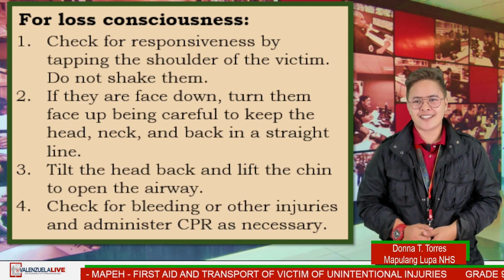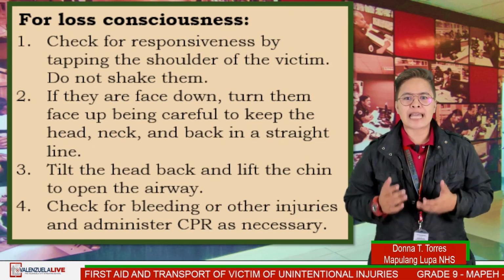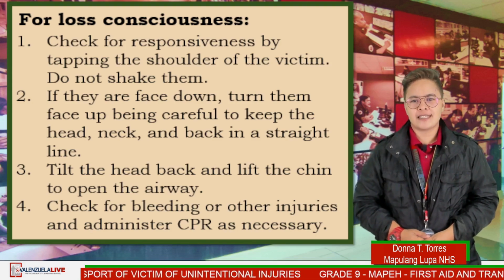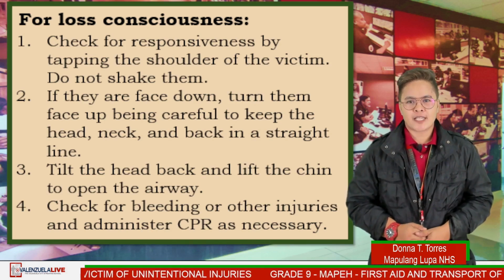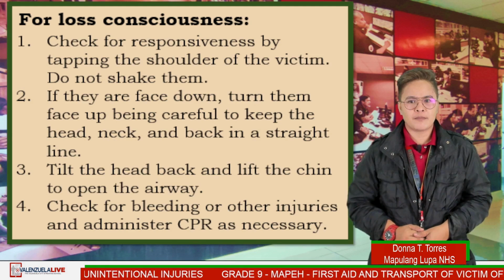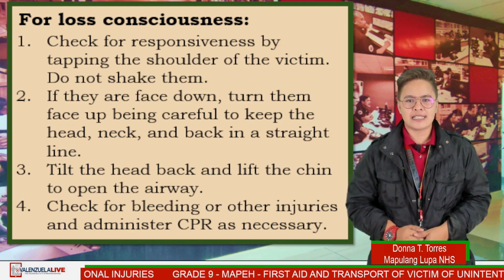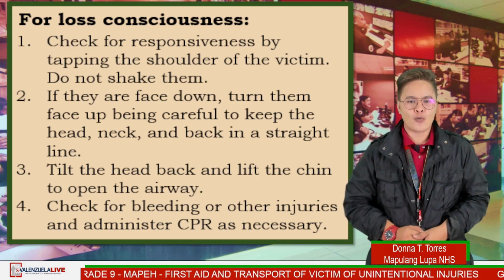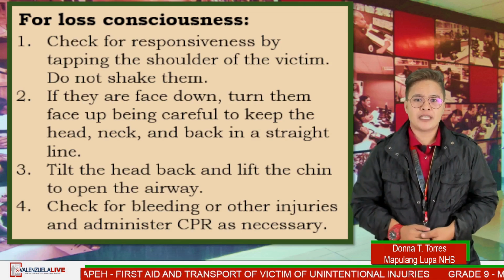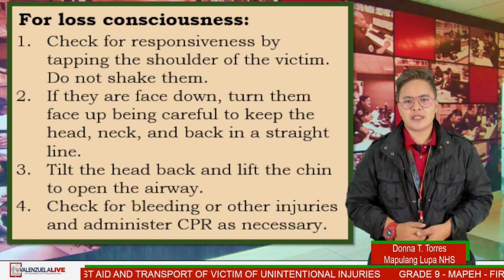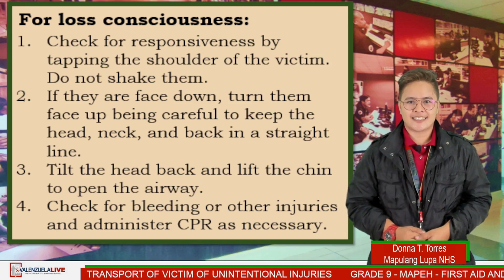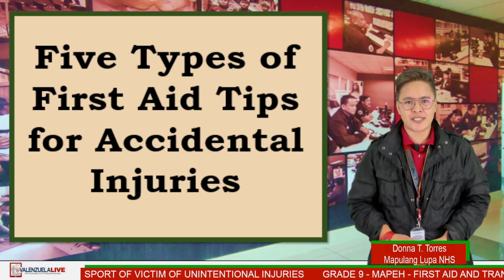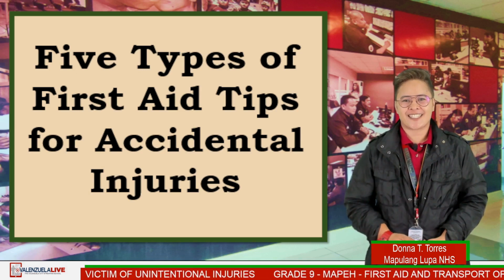For lost consciousness, check for responsiveness by tapping the shoulder of the victim. Do not shake them. If they're face down, turn them face up, being careful to keep the head, neck, and back in a straight line. Tilt the head back and lift the chin to open the airway. Check for bleeding and other injuries and administer CPR as necessary. And those are the 5 types of first aid tips for accidental injuries.